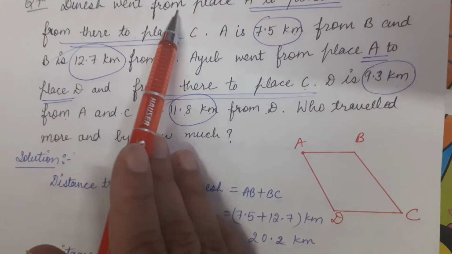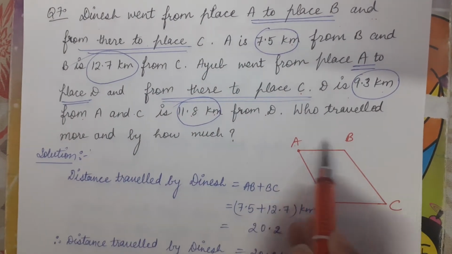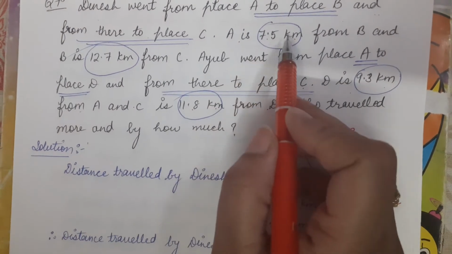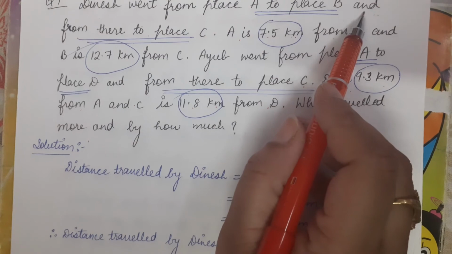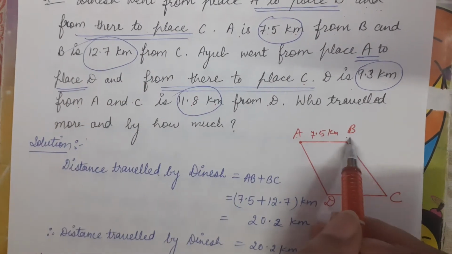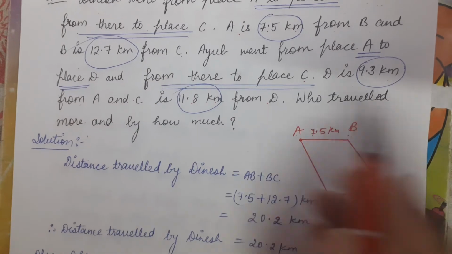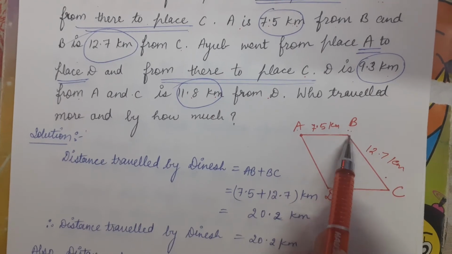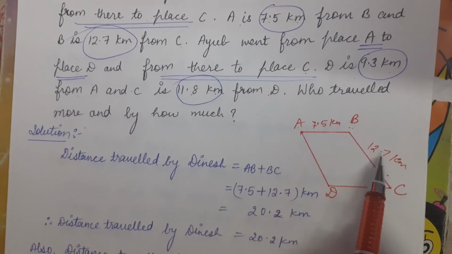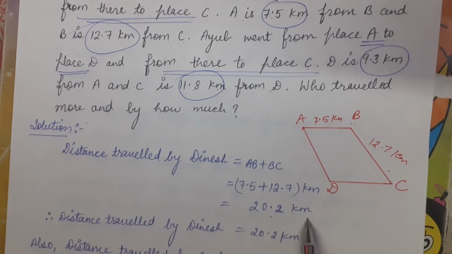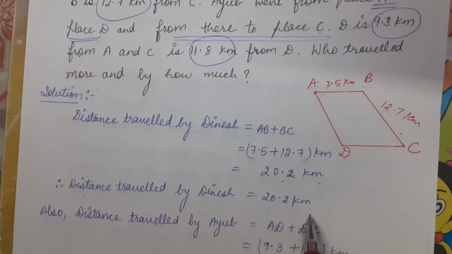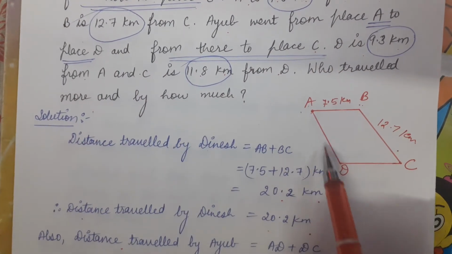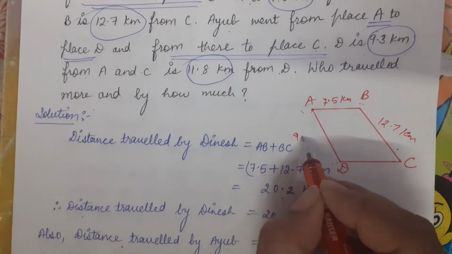Now Dinesh went from A to B and this is 7.5 km. A is 7.5 km from B. Then he went from B to C and B to C's distance is 12.7 km. Now distance travelled by Dinesh is AB plus BC. So 7.5 plus 12.7 we will get 20.2 km. So distance travelled by Dinesh is 20.2 km. Now Ayub goes from A to D and A to D is 9.3 km.